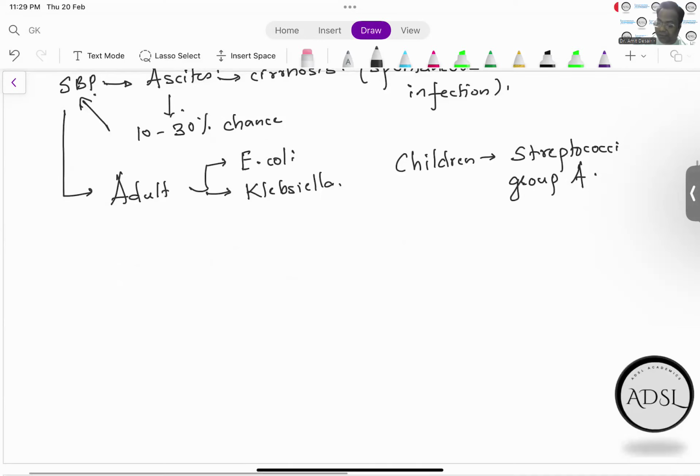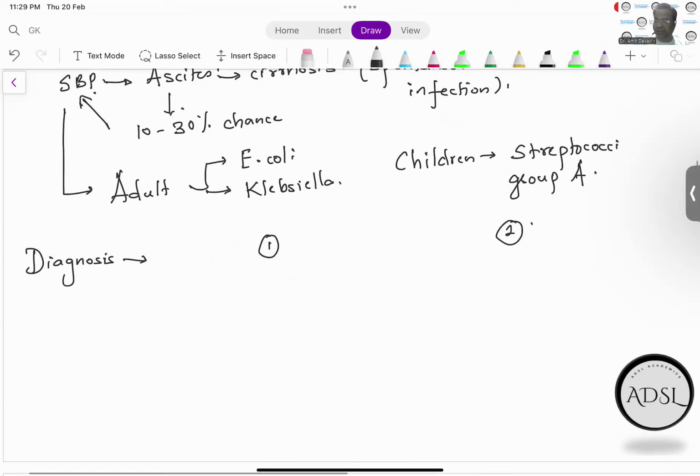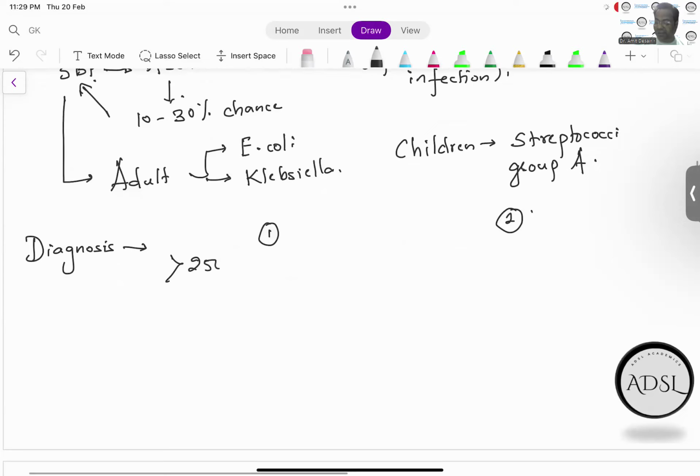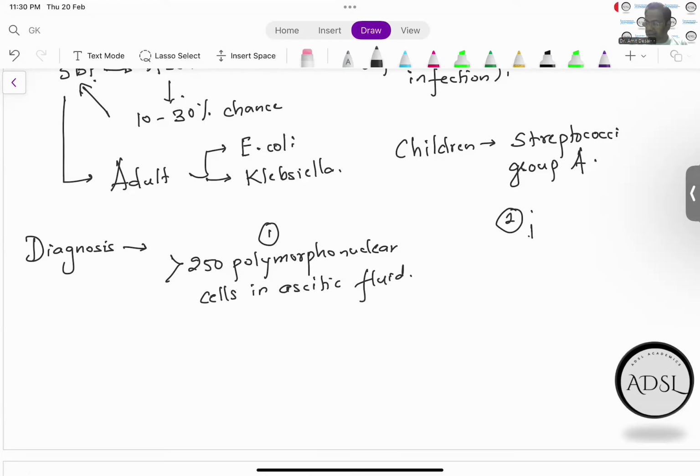Now, what is the diagnostic criteria? When will you diagnose it? So there are two things that we need to have for diagnosis. What are the two things? One is that there have to be more than 250 polymorphonuclear cells in the ascitic fluid. And the second criterion is that the culture of the ascitic fluid should show only one organism, only one organism.